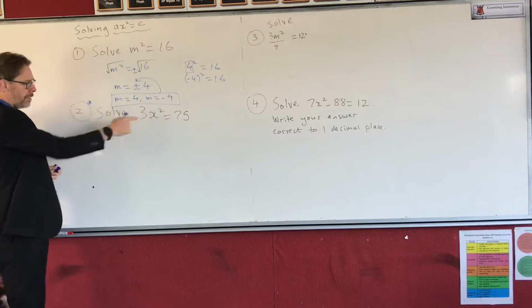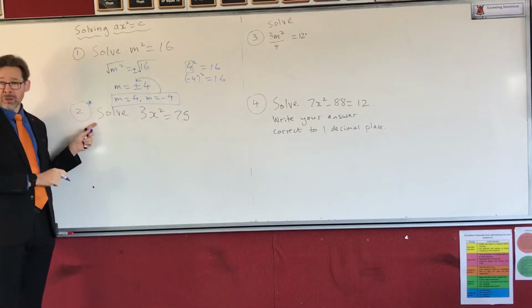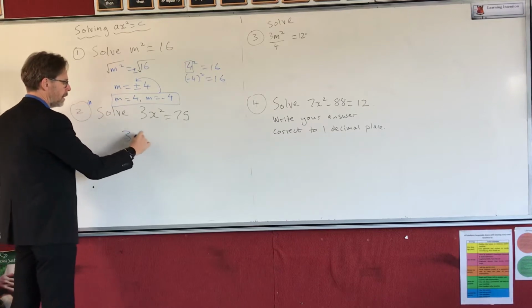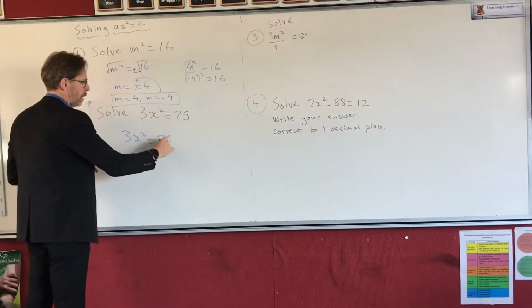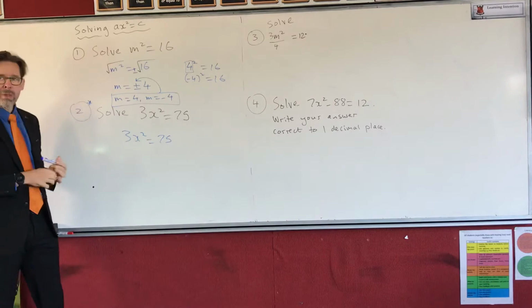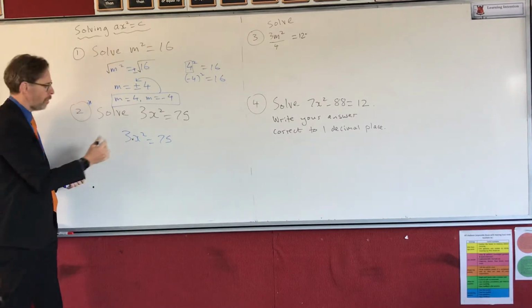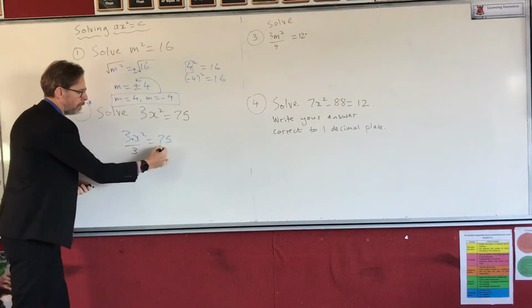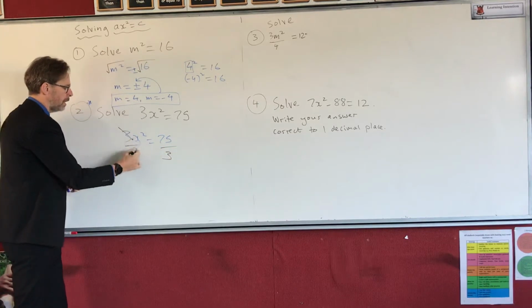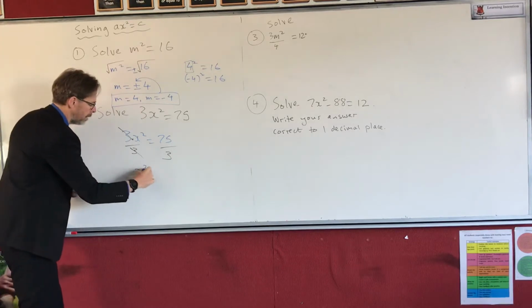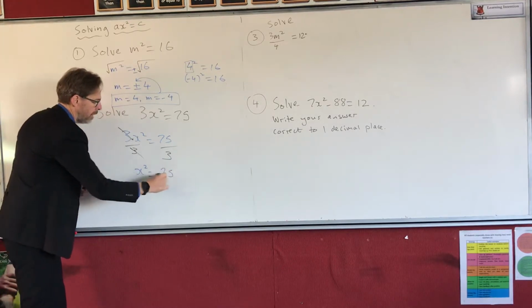In fact, you write that down. You can pause the video and have a go at question 2 yourself. So I'm going to write down the question again. Okay. Now I've got to get the x by itself. So first thing here is I'm going to get rid of the times 3 here. So divide by 3, divide by 3, cancel. That gives you x squared equals 25.